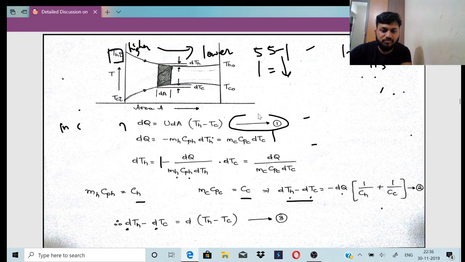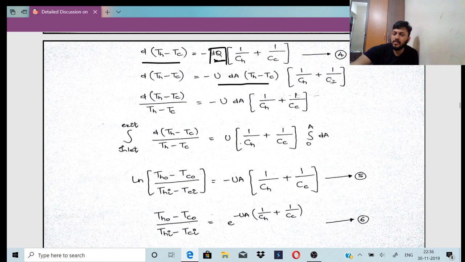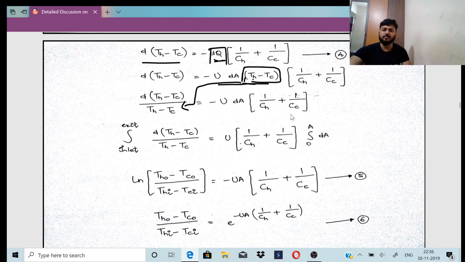The first one which we formulated, dq is nothing but UdA into (Th minus Tc), overall heat transfer coefficient into area into the temperature difference. So that I will write back again in this equation. Okay, dq का formula लिखूंगा मैं. अभी क्या है? Minus UdA (Th minus Tc), 1 by Ch plus 1 by Cc is there. This (Th minus Tc) which is present over here, I will move it to the right hand side. It will go and settle in the denominator. Here minus UdA (1 by Ch plus 1 by Cc) will be there.